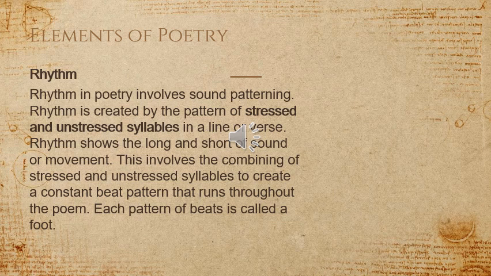Next one is elements of poetry. Rhythm. Rhythm in poetry involves sound patterning. Rhythm is created by the pattern of stressed and unstressed syllables in a line or verse. Rhythm shows the long and short of sounds or movement. This involves the combining of stressed and unstressed syllables to create a constant beat pattern that runs throughout the poem. Its pattern of beats is called a foot. Jadi rhythm ini jika kita terjemahkan dalam bahasa Indonesia adalah rima. Bisa dibilang seperti itu.